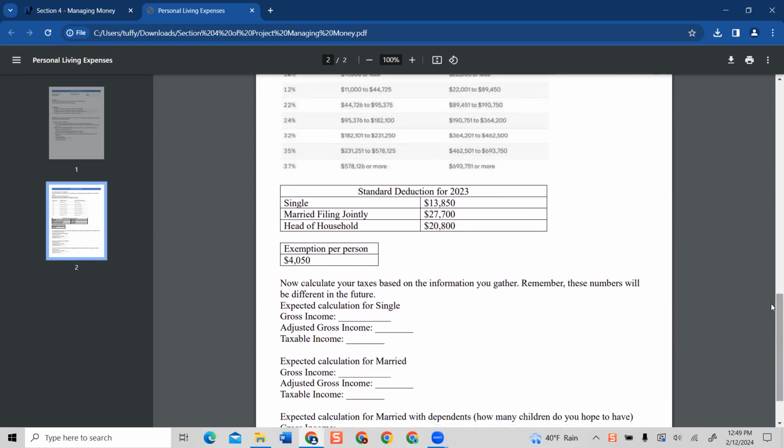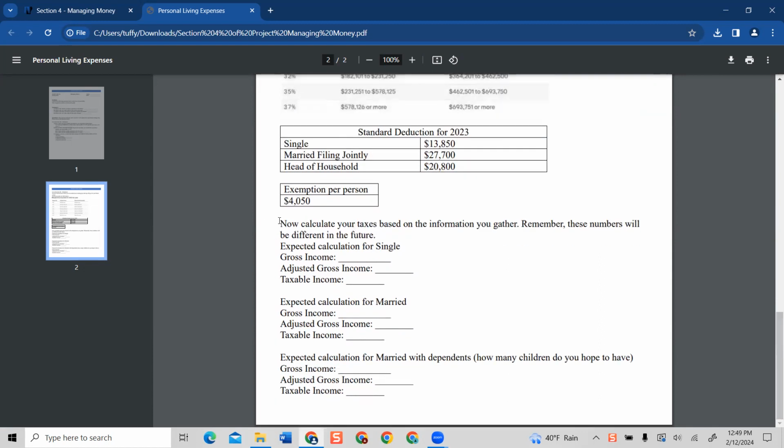Again, it's going to be a year or two, or more, however long it takes you to graduate, and this may change. So here's your standard deduction, your exemption per person. Now, I want you to calculate your taxes based on the information gathered. Remember, these numbers will be different in the future.